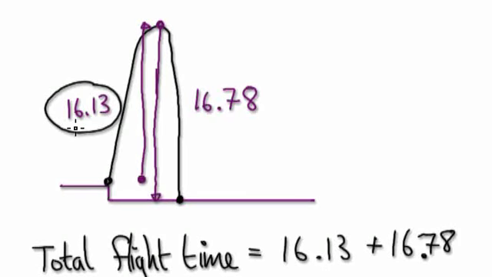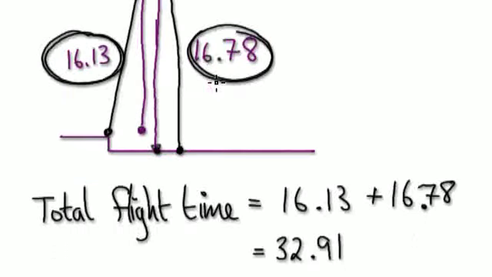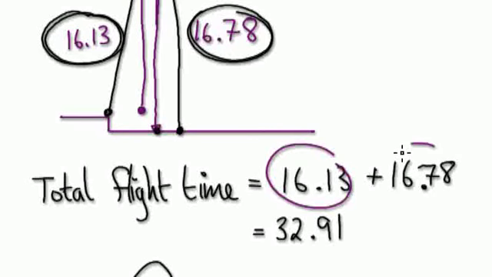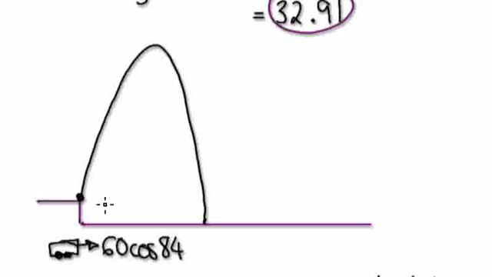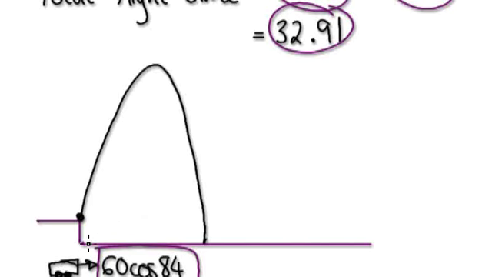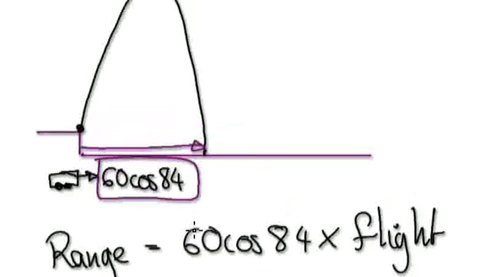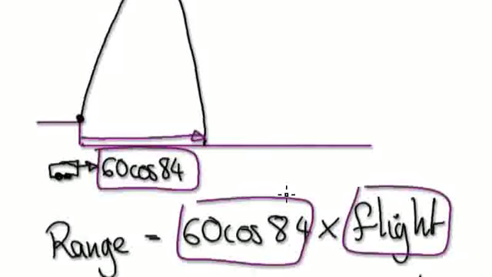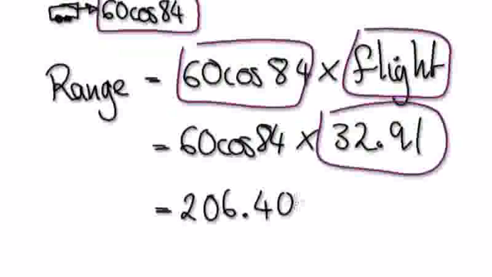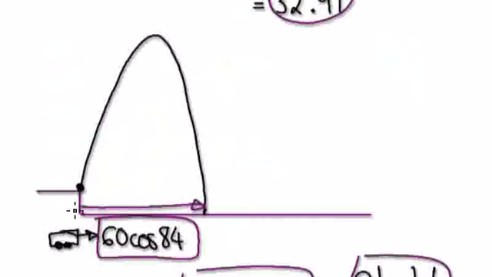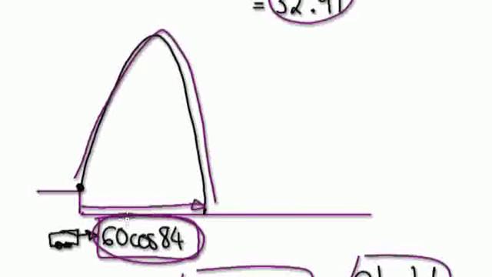So now it takes 16.13 seconds to get to the maximum height, and then it takes slightly longer than 16 seconds to travel to the ground. So the total flight time would be this plus this. So going up, coming down. Now imagine you and your dad sitting in a car, driving at a speed of this for 32.91 seconds. How far would you have traveled? Just get the speed times the time of flight. The time of flight is 32.91, and the whole range would be this. If you get the speed here times the total flight time, that will give you the range.